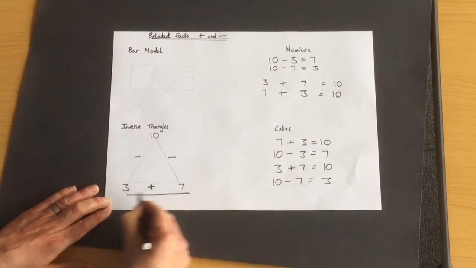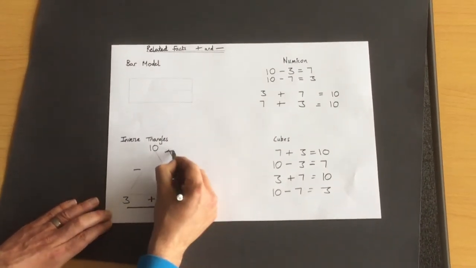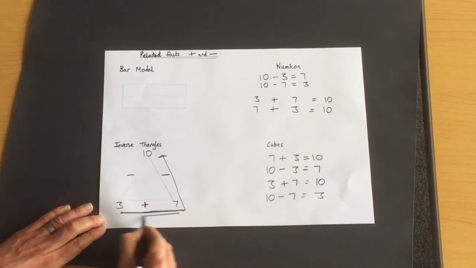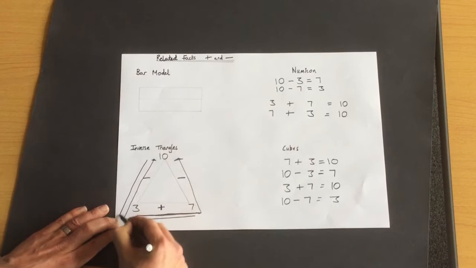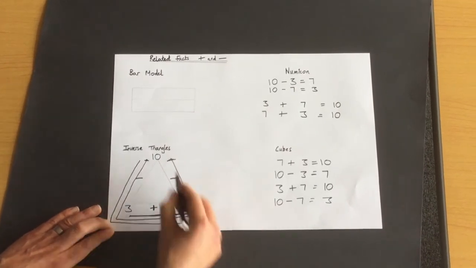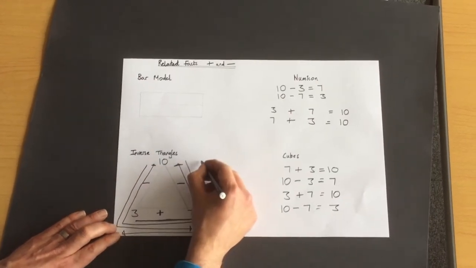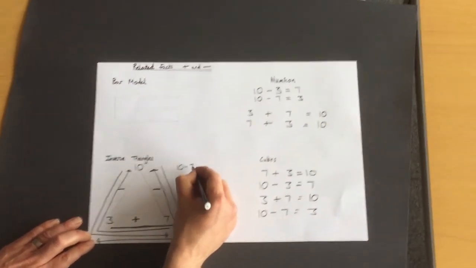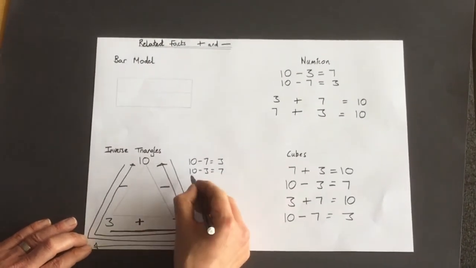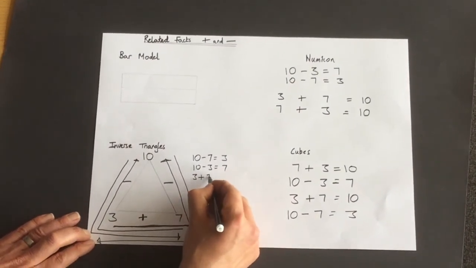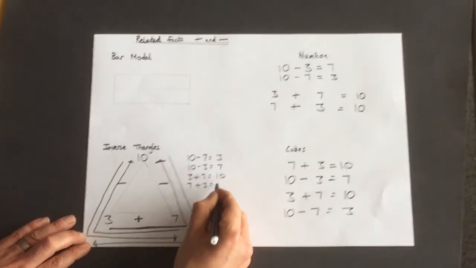3 and 7 makes 10. So if we start in one corner, we follow the triangle round, 3 add 7 makes 10. If we go the other way, 7 add 3 makes 10. And then 10 take away 3 equals 7. And 10 take away 7 equals 3. So we can just write our calculations. 10 take away 7 equals 3. 10 take away 3 equals 7. 3 add 7 equals 10. And 7 add 3 equals 10.